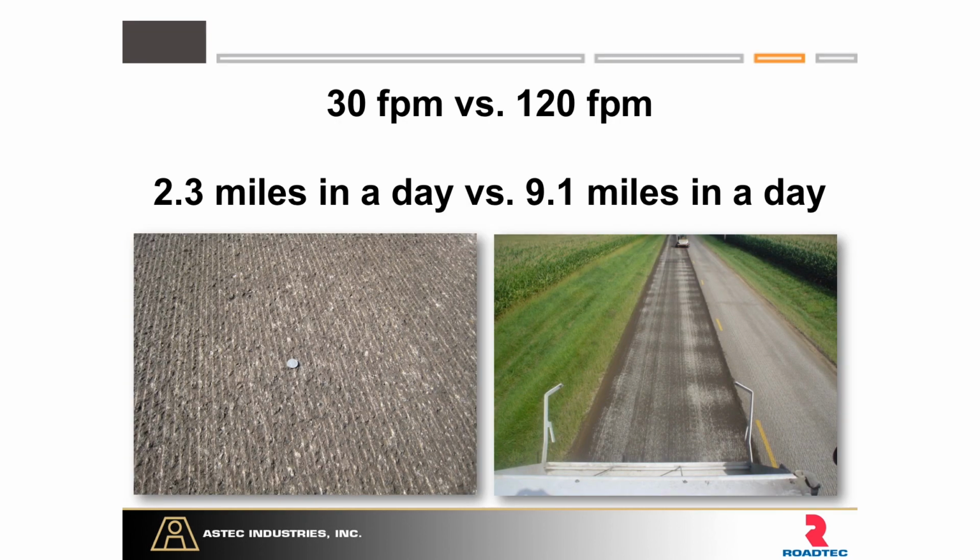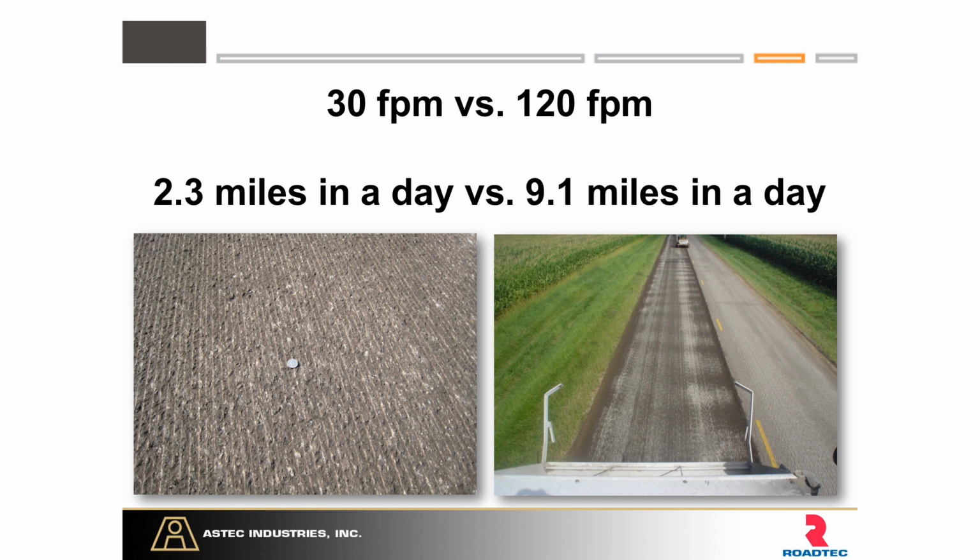It's easy to understand or empathize why you would want to maximize your machine's productivity, why you want to get down the road as quickly as possible. Obviously, a smooth milled surface is in all of our best interests. It's in the best interest of the user, the paving contractor, and the agency. So it's absolutely something we should pay more attention to.